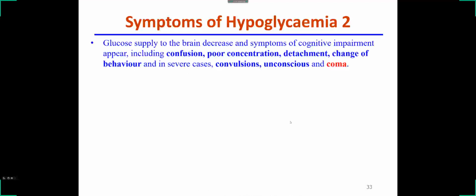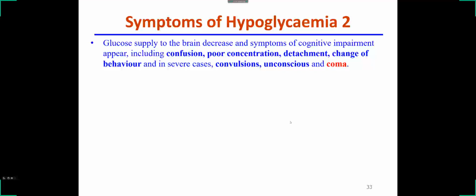So what are the symptoms of hypoglycemia that you can quickly recognize, and why does it become so severe? Eventually the glucose supply to the brain will decrease, and symptoms of cognitive impairment can start. The patient can appear confused, suddenly detached, show a change in behavior, and then they can have convulsions, go unconscious, and eventually go into a coma.